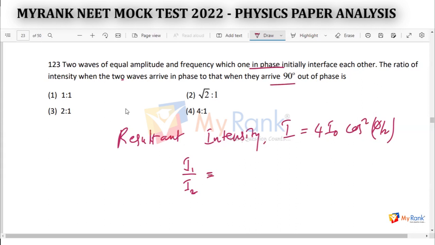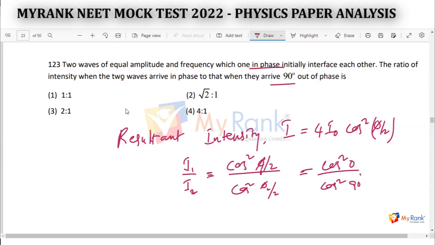So therefore I1 by I2 is nothing but cos square phi by 2 over cos square phi by 2, phi 1 in the first case and phi 2 in the second case. So it is cos square 0 by cos square 90 by 2, that is 45. Means it is 2:1, students. The correct option is the third option.